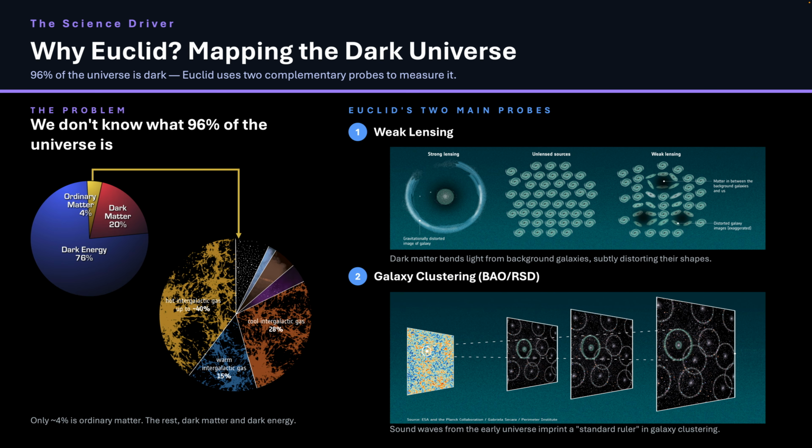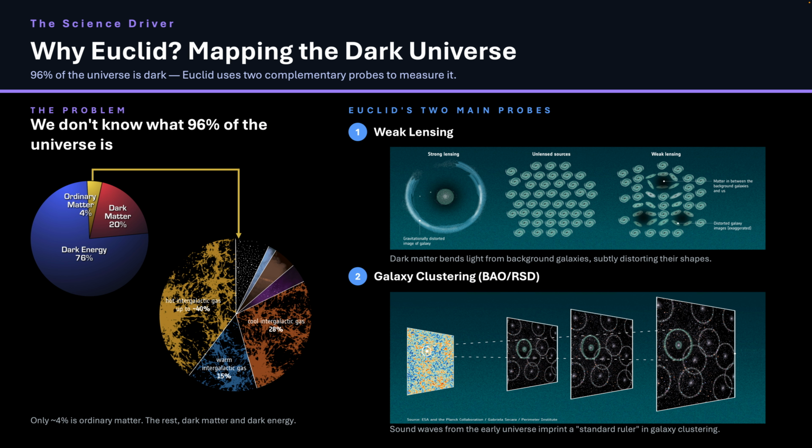Now, why Euclid? Because everything that we see, all the stars, all the intergalactic gas, dust, etc., all the ordinary matter, it's only 4% of the energy budget of the universe. The rest, dark energy and dark matter, we don't know too much about. So that's the main idea of why we need cosmology missions.